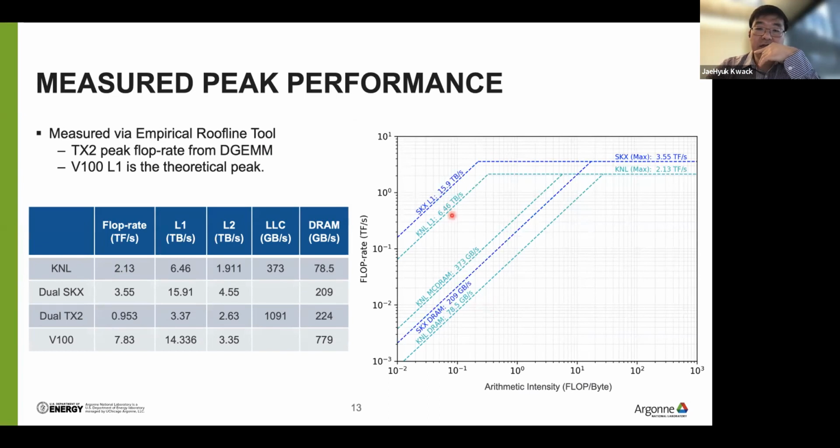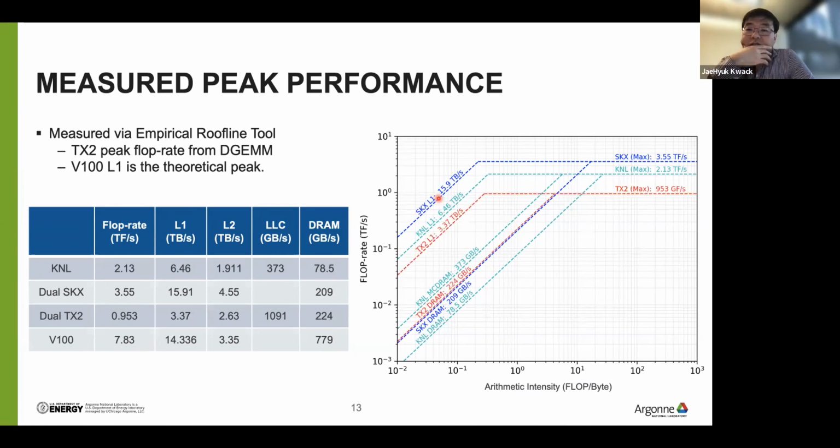And if you check, the Skylake was a newer architecture than the KNL in 2018. So its maximum flop rate is around twice that of KNL. The DRAM bandwidth is much better than KNL DRAM bandwidth, but still slower than the KNL MCDRAM. And the L1 cache bandwidth is much better than the KNL L1 cache bandwidth.